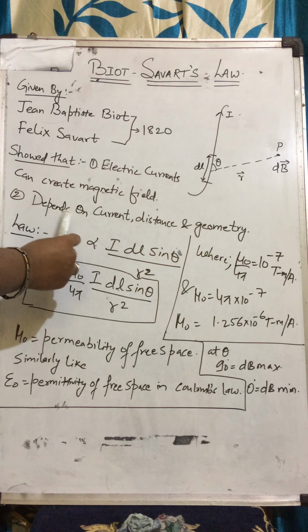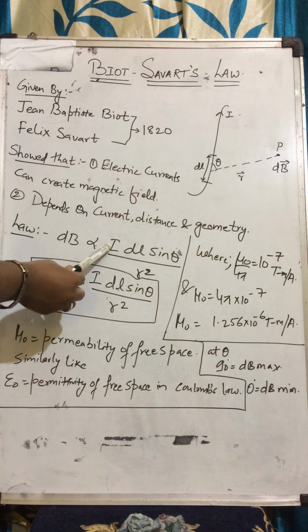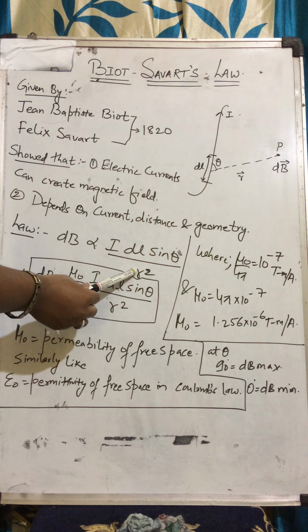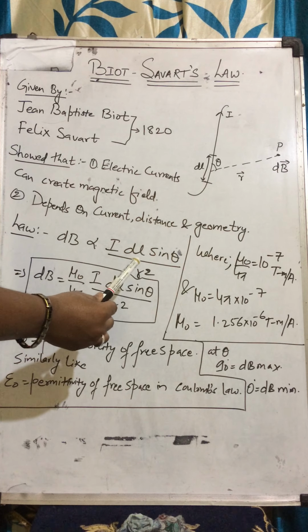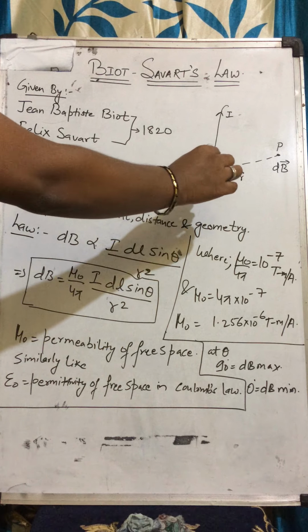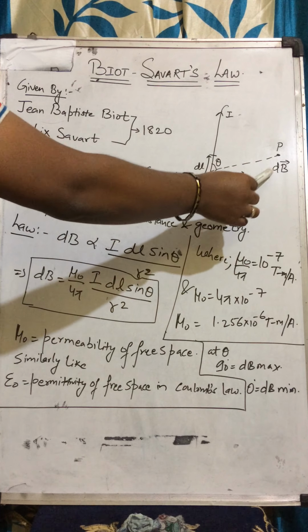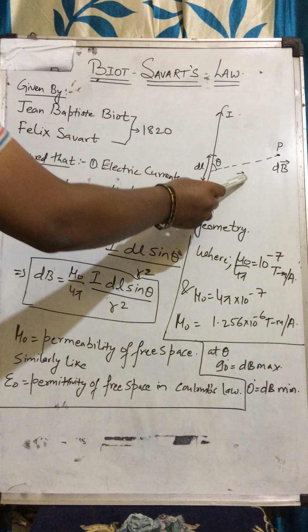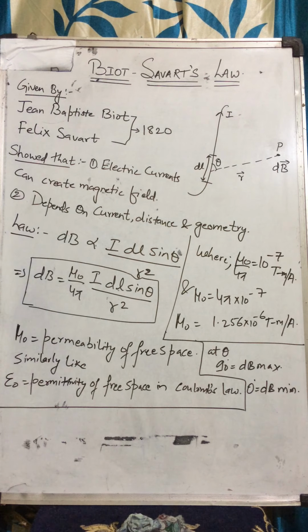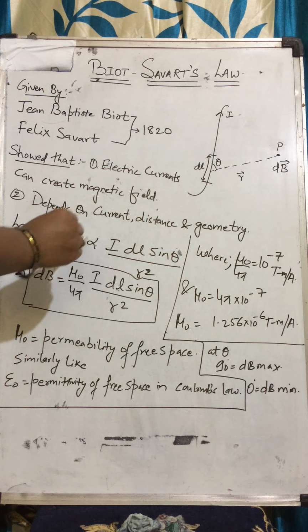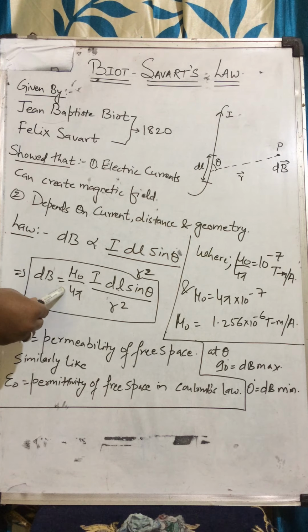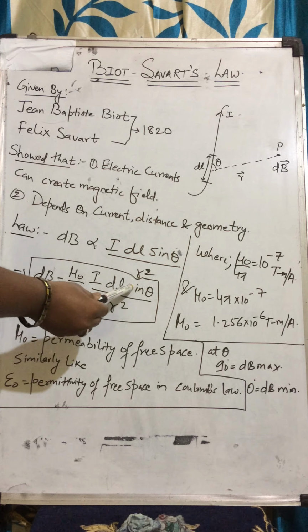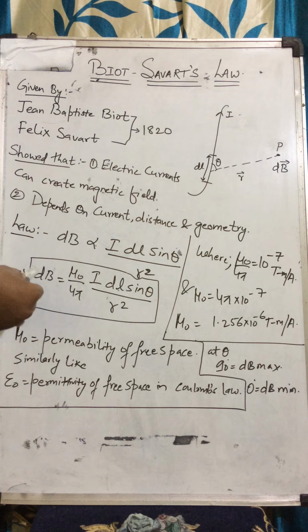They had already told that it depends on current, so this current is I; distance, this distance is r; and the geometry, this geometry term refers to dl sin theta, the angle between the length element dl and this position vector r. This is the proportionality sign, so obviously you have to convert it to an equal sign. So dB is equal to mu naught upon 4 pi I dl sin theta by r square. This is the mathematical expression of Biot-Savart's law.